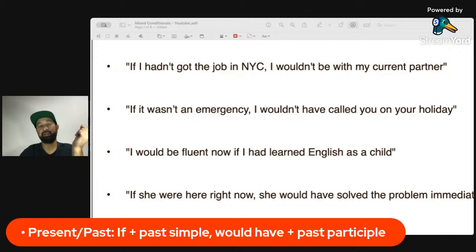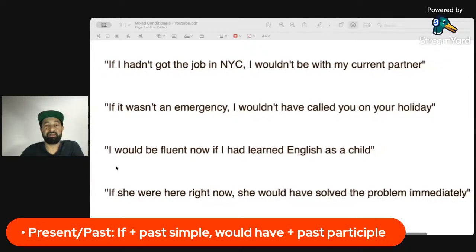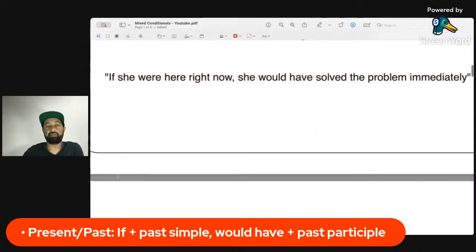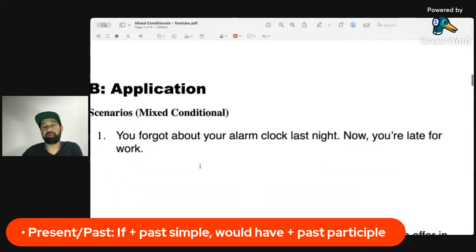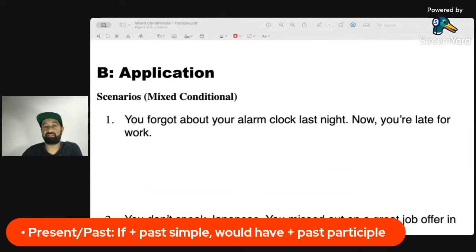All right, next example. I would be fluent now if I had learned English as a child. And the last one we have here is, if she were here right now, she would have solved the problem immediately. Okay, so we got a lot of different examples. So the best way to learn how to do this is by making your own sentences. It's by actually speaking. A lot of people always say they want to improve English, but then they don't speak. Right? It's really important you speak.